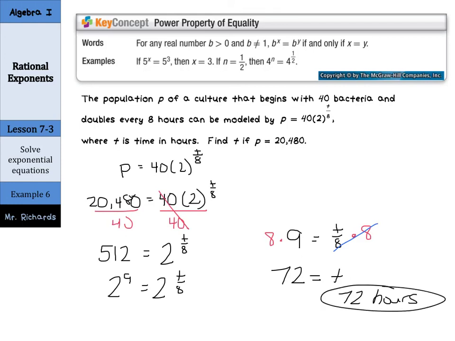So one of the keys as you're trying to solve these equations involving exponentials, look for the same base. It may not be real obvious right away, but here we have 2 to the t over 8 power. See if you can get that 512 to be 2 to some power. Guess and check, 2 to the 5th, 2 to the 6th, 2 to the 7th, until you get it to be what you need it to be.